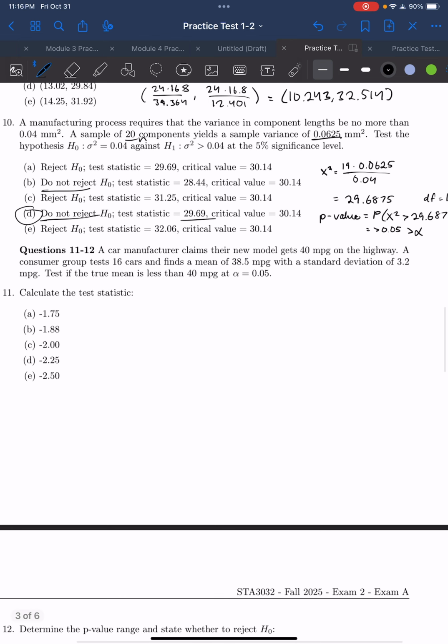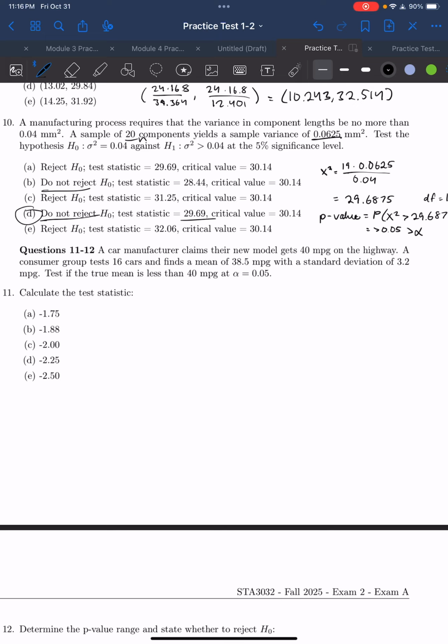And then for our next questions, we have a car manufacturer claims that our new model gets 40 miles per gallon on the highway, and our consumer group tests 16 cars and finds the mean of 38.5 miles per gallon with a standard deviation of 3.2 miles per gallon. And we want to test if our true mean is less than 40 miles per gallon at a significance value of 0.05.